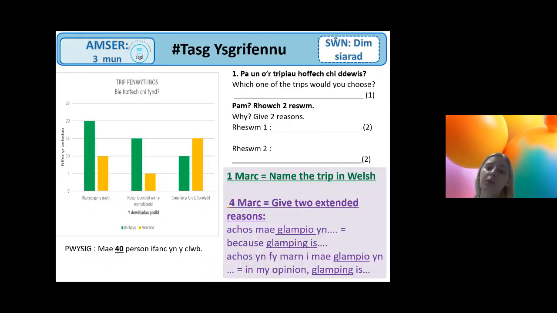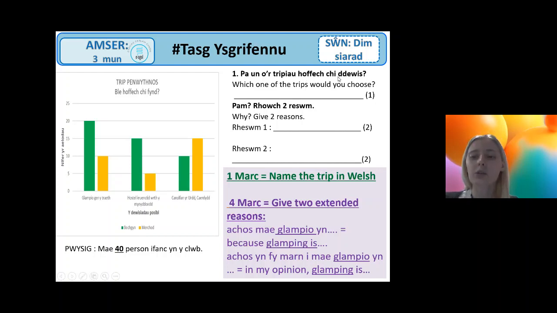Okay. The reason why we've gone through that is because the examiner is now asking you to express your opinion about where you would like to go in the future. Okay, so part E, in order to tripiau, which one of the trips, so be careful, is 1 in the question, and 1 mark for the answer. So if you wrote down 2 of the trips, then you would lose the mark. So you need to write down 1 of the trips here.